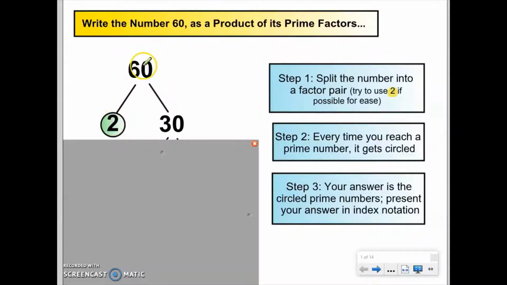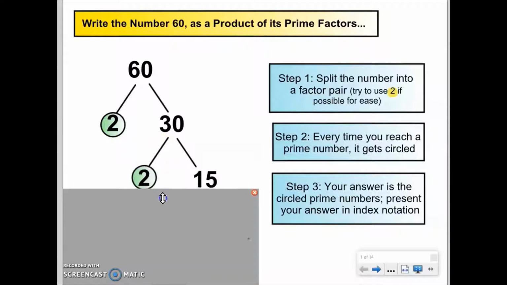So over here, I've divided 60 into 2 and 30, and you'll notice that I've circled the 2 because it is a prime number. I haven't circled the 30 because it is not a prime number. Now I'm going to repeat that process. With the number 30, I'm going to split it into two factors, and I would like one of the factors, if possible, to be a prime number. Again, I'm going to go with the number 2, just for ease. So I'm going to split that into 2 and 15. And again, I've circled the 2 because it is a prime number. The 15 has not been circled because it is not prime.